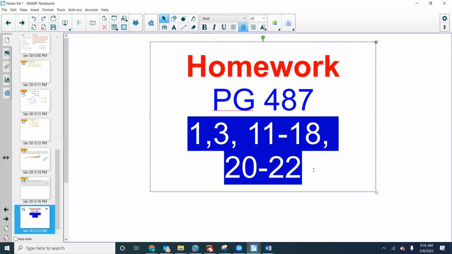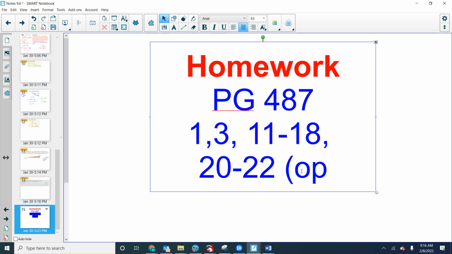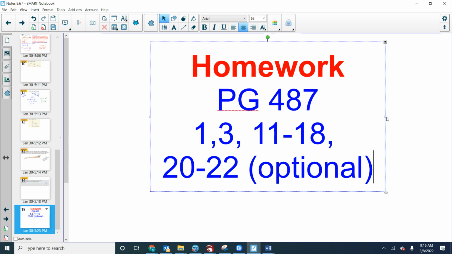stuff, right? I'm going to make 20 through 22 optional for now. Just 20 through 22 are optional. Is that clear? Which ones are optional? McKenna, which ones are optional? Good. Preston, which ones are optional? Very good.